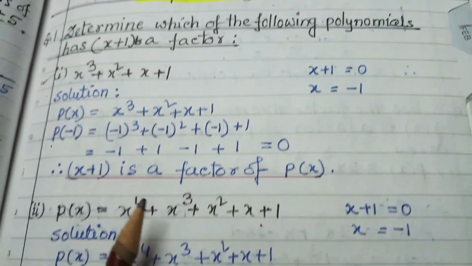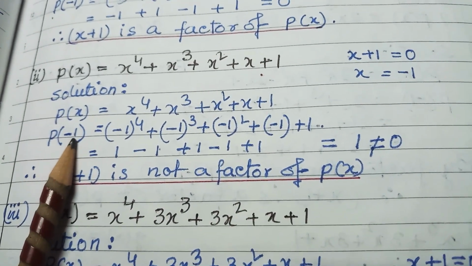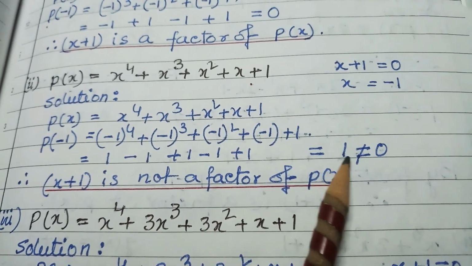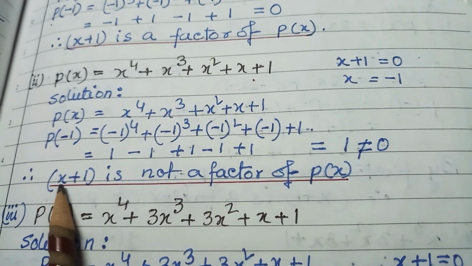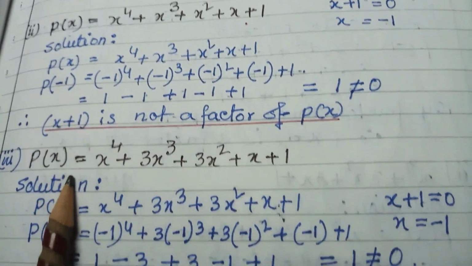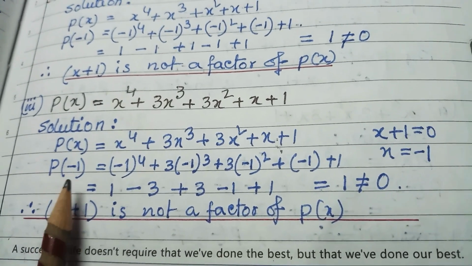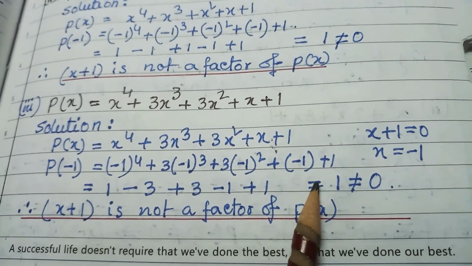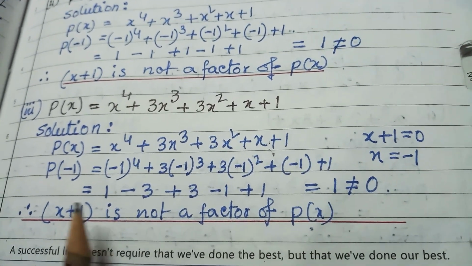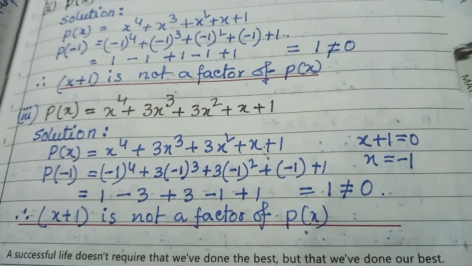Now the second question. Similarly, substitute the value minus 1. Now the value is equal to 1, not equal to 0. So x plus 1 is not a factor of the polynomial. Next one, substitute the value minus 1 and then the value is equal to 1. So it is also not equal to 0. So therefore x plus 1 is not a factor of polynomial p of x.